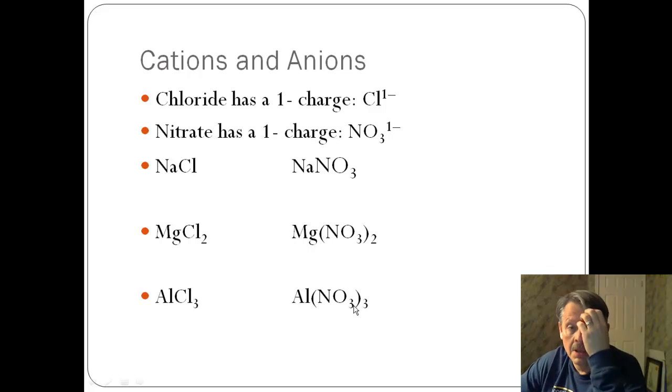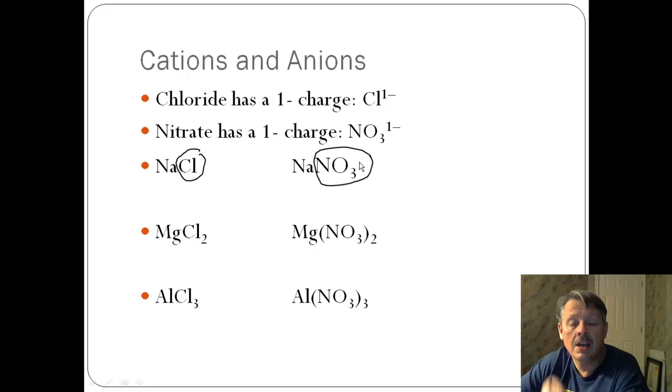All right, so let's compare what's going on with sodium chloride and sodium nitrate. Chloride has a 1- charge, and nitrate also has a 1- charge. When we look at sodium chloride, if you remember from the last podcast, sodium is 1+ and chlorine is 1-, and because they're both 1s, they cancel, so you don't put any subscripts. The same thing is true here. Sodium is 1+ and nitrate is 1-, so we do not put any subscripts.